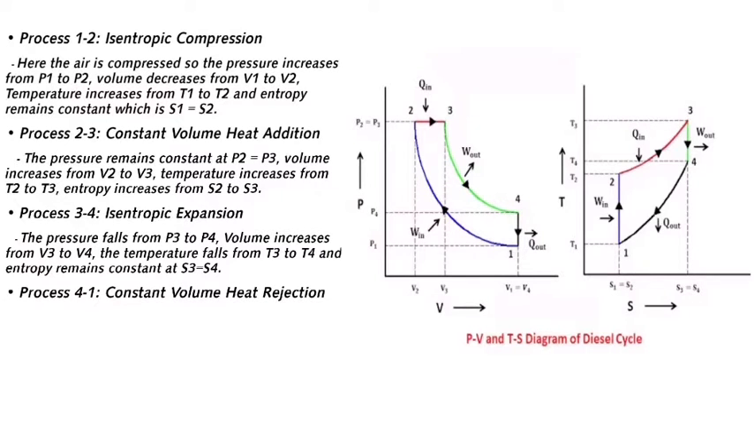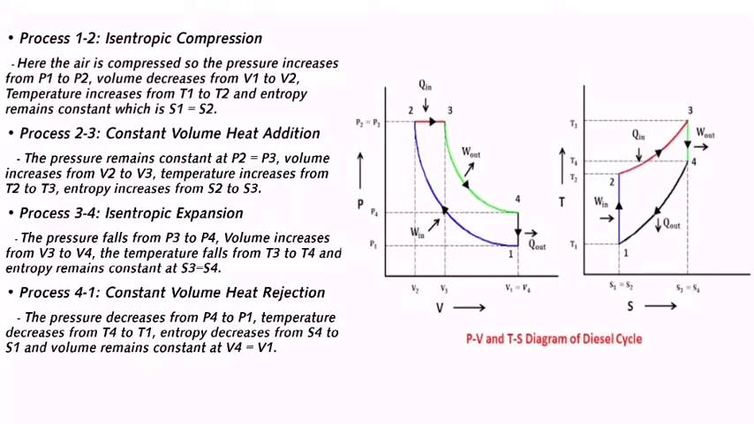Lastly is process 4 to 1, which is called the constant volume heat rejection. In this process, heat rejection takes place at constant volume. The pressure decreases from P4 to P1, temperature decreases from T4 to T1, entropy decreases from S4 to S1, and volume remains constant at V4 equals V1.